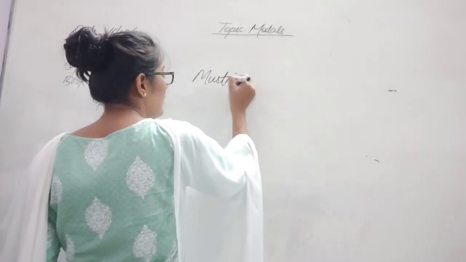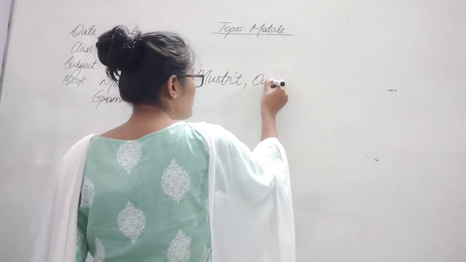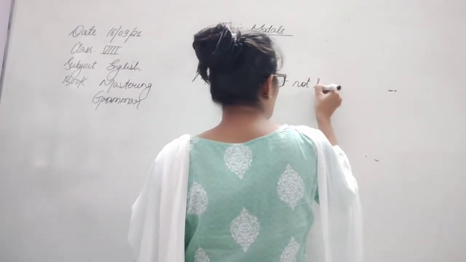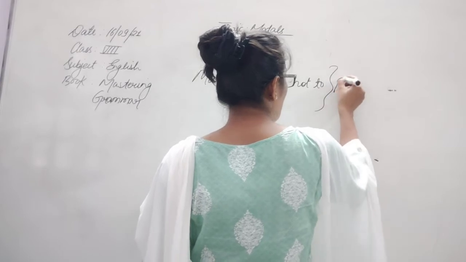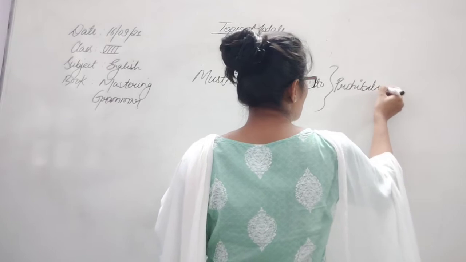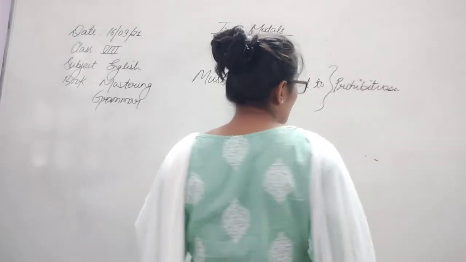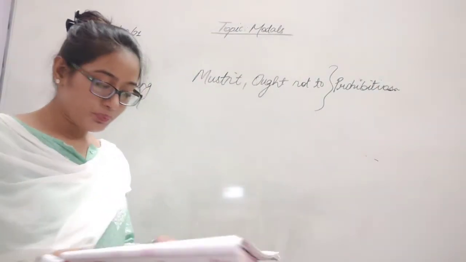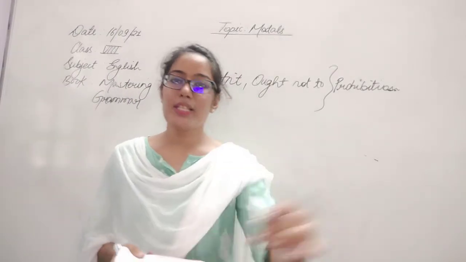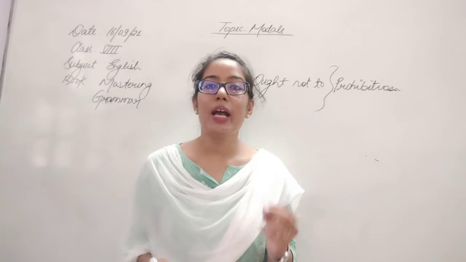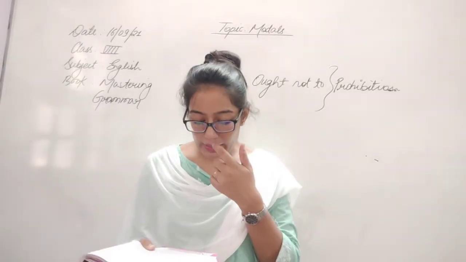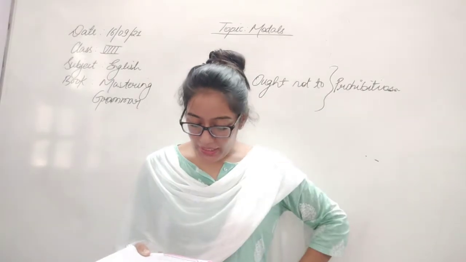Mustn't and ought not to. These are used for prohibition. Now, you mustn't talk in the library. So there is a restriction, a prohibition, that you cannot talk in the library. It is a rule that you have to follow. You mustn't talk in the library.